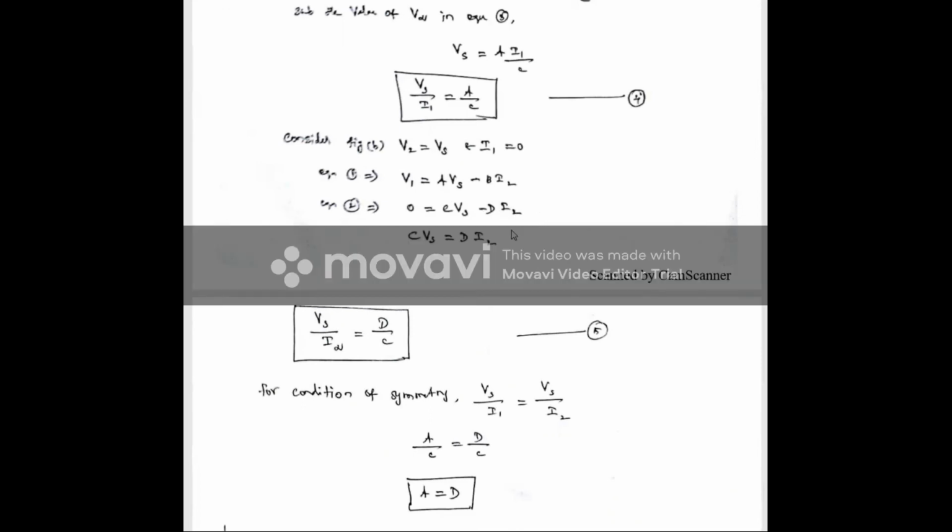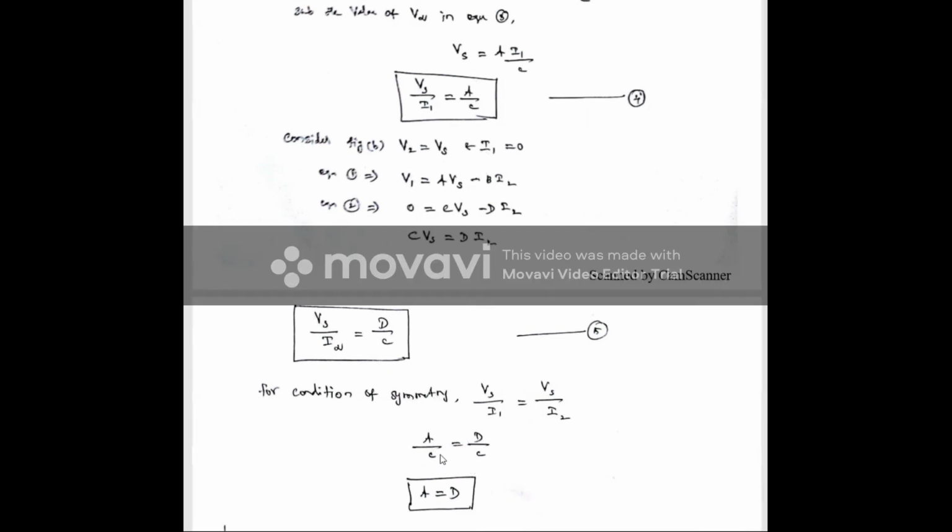What is figure B? We are applying the source voltage at the output port and we are making the input current 0, that is, the input port is open circuited. Substitute this condition in equations number 1 and 2. Equation 1 can be written as this, equation 2 as this one. So C into Vs equal to D into I2. From this, Vs by I2 equal to D divided by C.